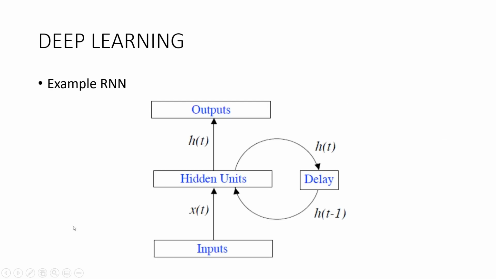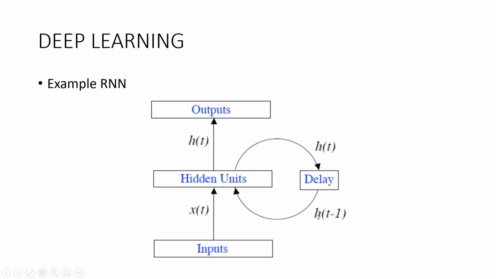Here's an example of a recurrent neural network. You have the inputs, then you have hidden units, maybe one or more layers here, going to output. But you'll see that at time t, I put the time t inputs into the hidden unit, and then you have this delay circuit out here.